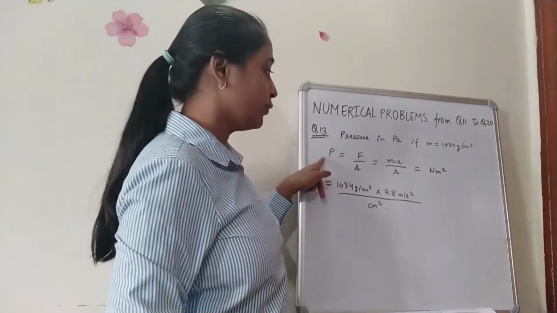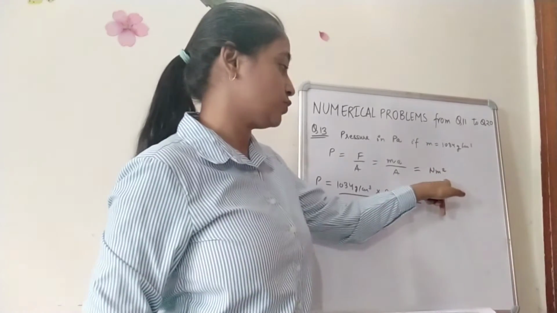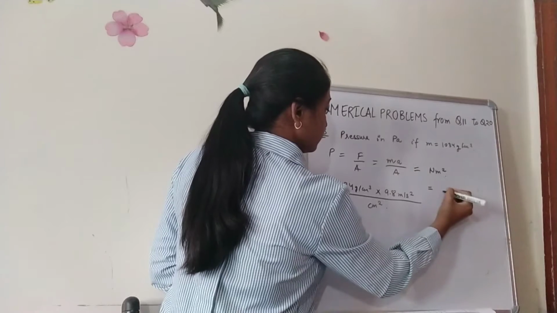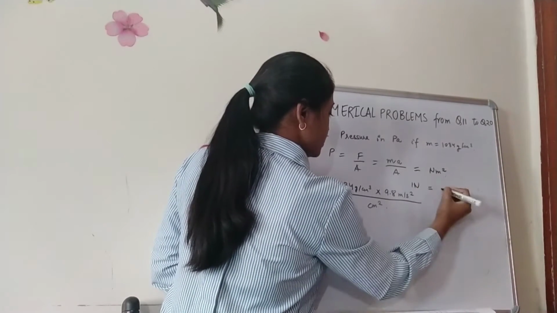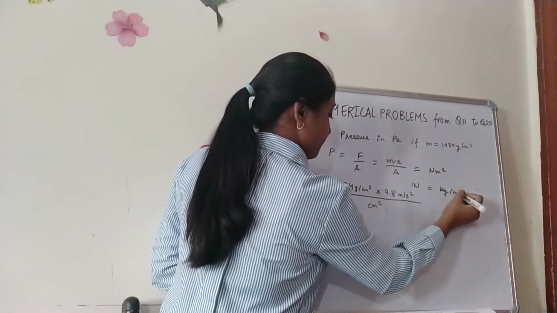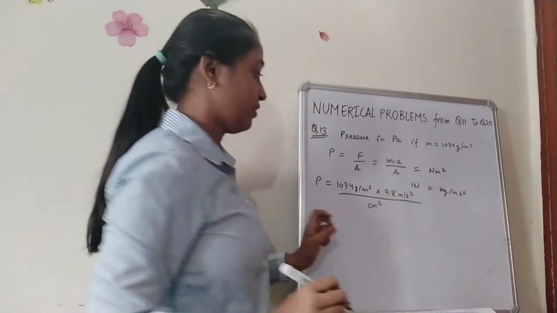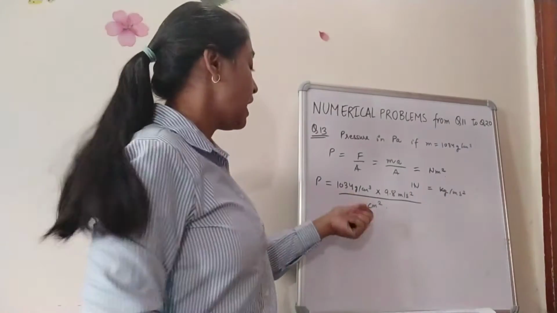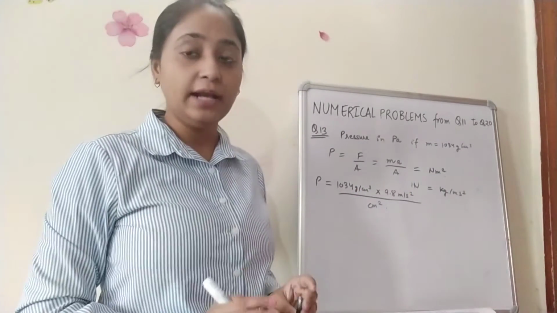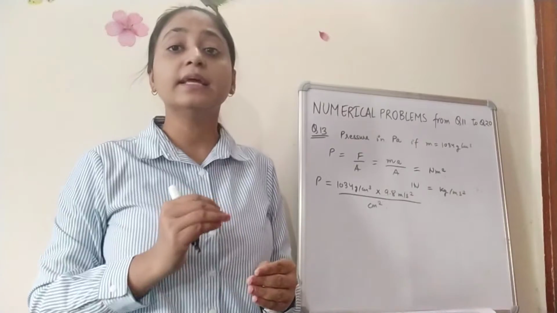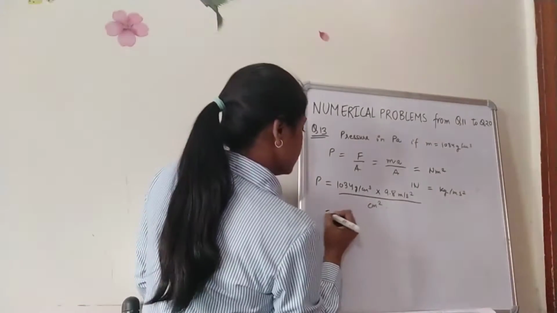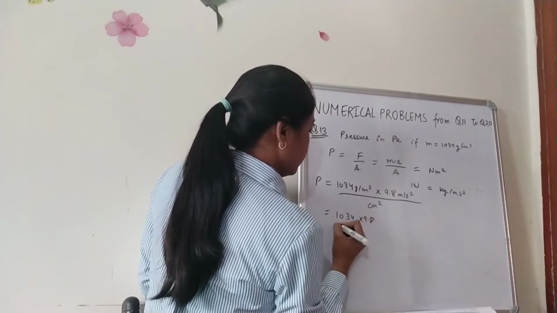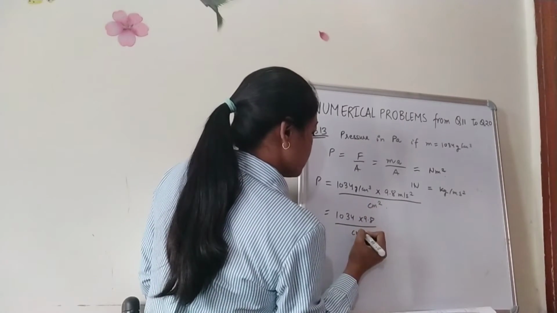So the unit of Pascal is Newton per meter square, and 1 Newton is equal to 1 kilogram meter per second square, right? So we have to calculate in kg and meter per second square, and here it is given in gram, so we will calculate it in kg. So 1034 into 9.8 divided by centimeter square.